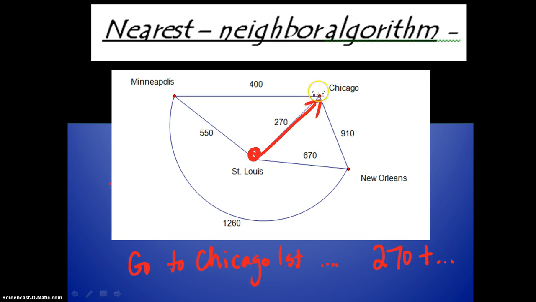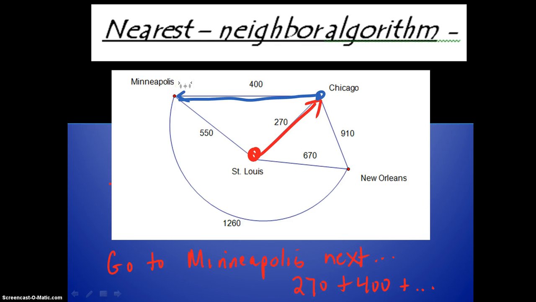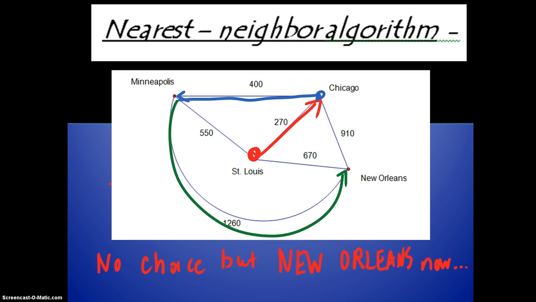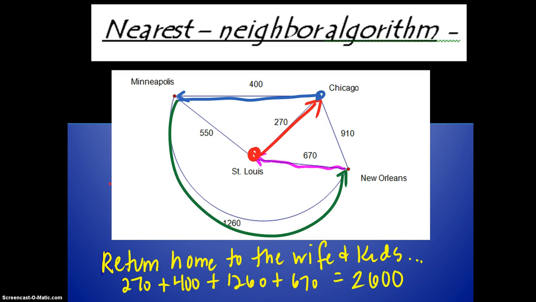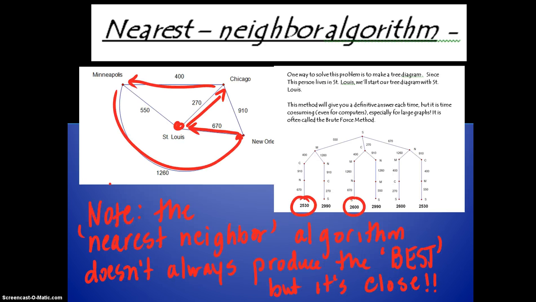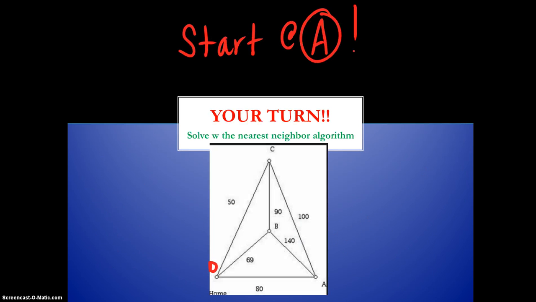Now from Chicago, we either need to go to New Orleans or Minneapolis. So since Minneapolis is closer or cheaper, we're going to go there next. Now you have no choice but to go to New Orleans and finally to return to St. Louis. So when you're done, you get your answer. Notice it wasn't the best answer, but it was close. Okay, your turn. You're going to try one of these. So set the computer on pause and see how you do.